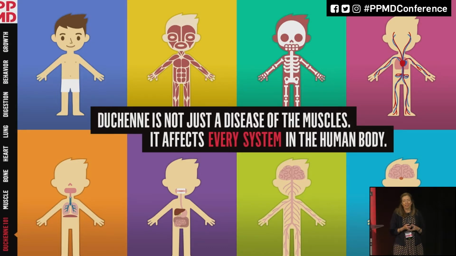So I know we're talking a lot about muscles, but we do want to really emphasize that Duchenne is not just a disease of the muscles. It actually can affect almost every system in the human body. I'm not going to be talking about all of those changes, but you're going to hear from a lot of other speakers at conference who focus on the cardiac or the heart aspect, or the lungs, even GI and learning issues. So it really is a multi-system disorder.